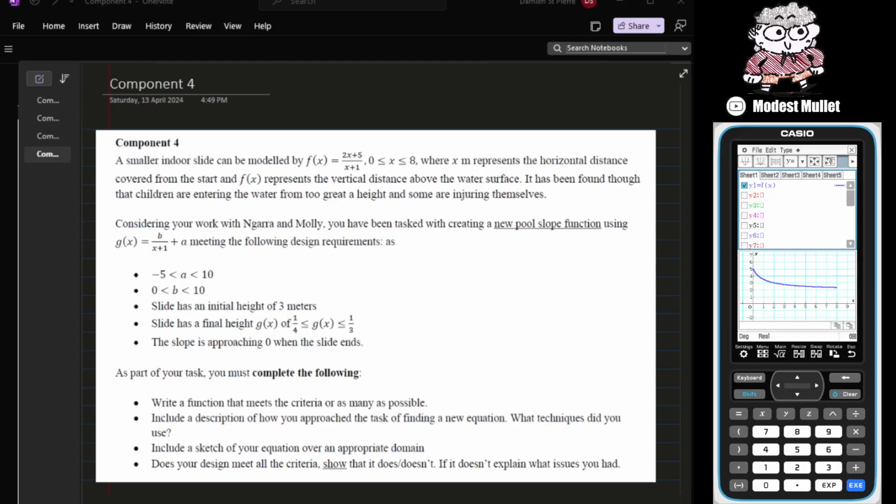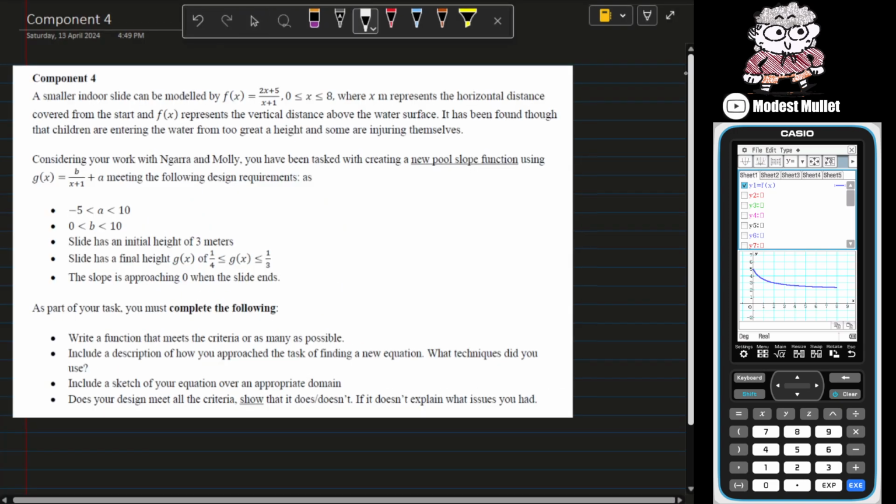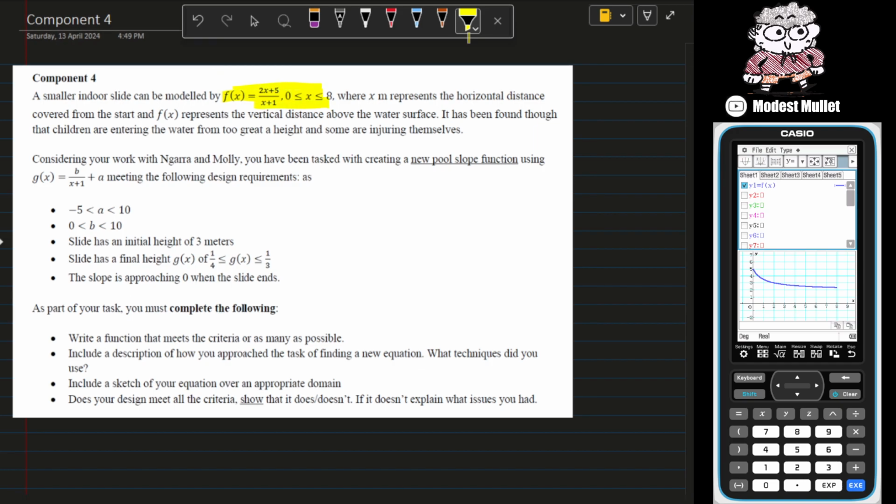Hey team, in this video we're going to look at component 4 of the Unit 1 practice SAC on polynomials, relations and functions. You can see it's laid out here, and I've already graphed the function with its given domain on the right. The function being this: 2x plus 5 on x plus 1. And we're asked to make a new function of this form. Hopefully you recognize that that's a hyperbola, the new form that we need to have.